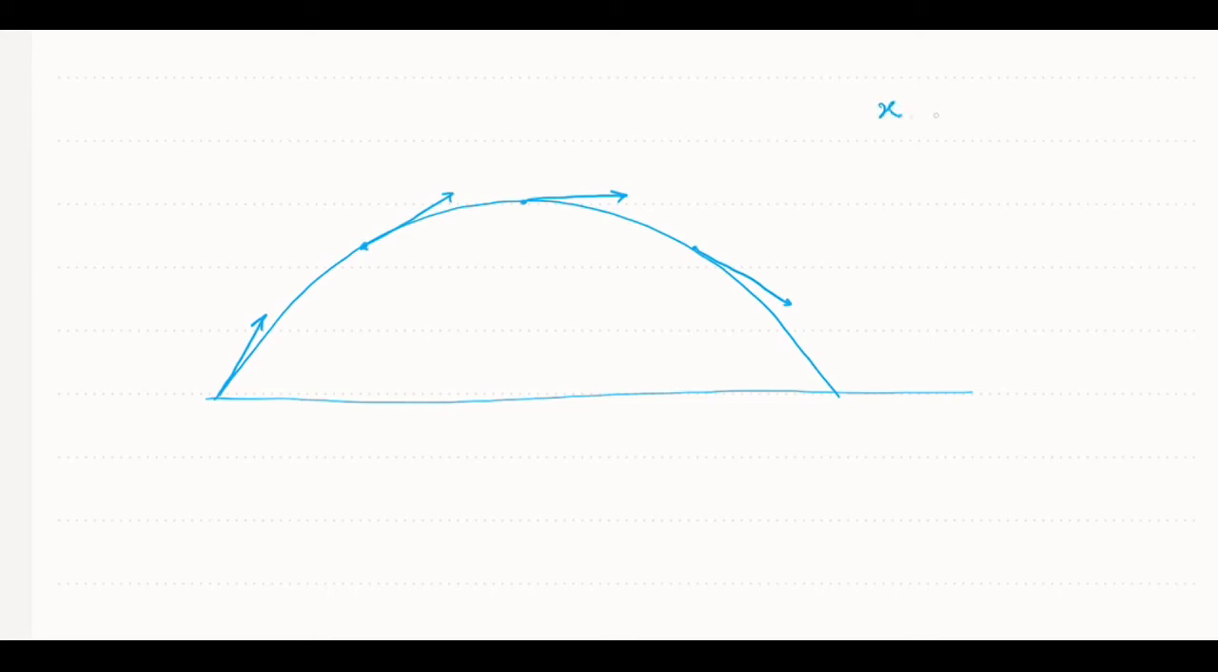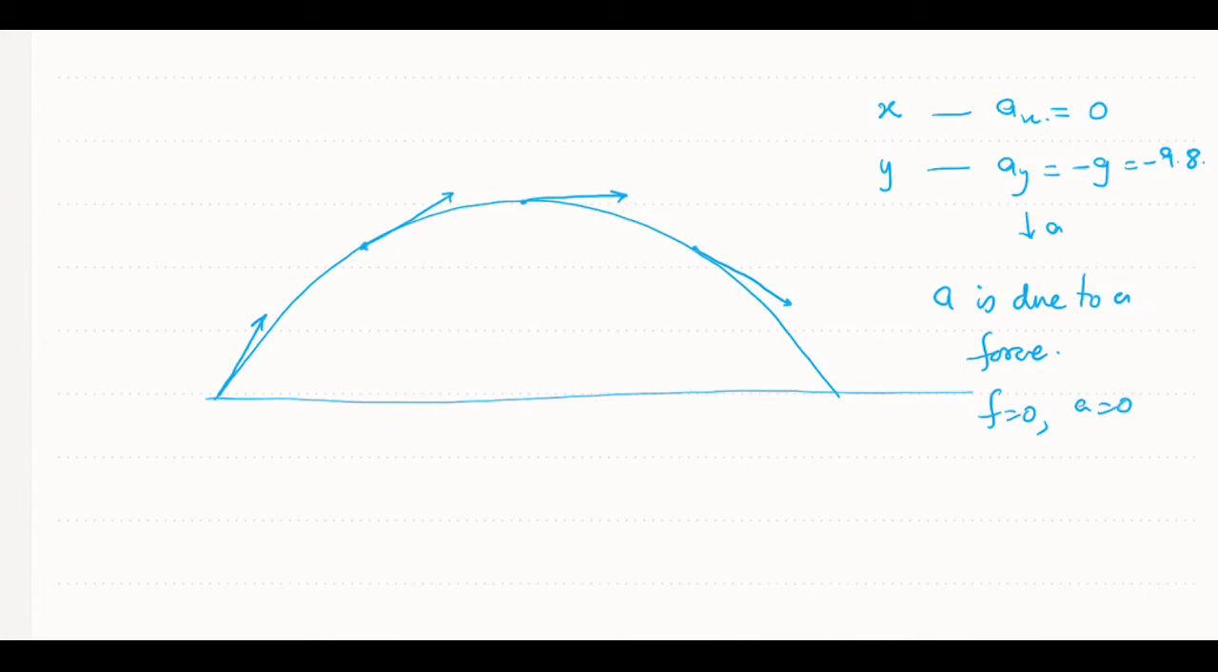So in the x equations we have an ax. In the y equations we have an ay, and ay is minus 9.8. So there is always an acceleration in this direction, and ax for a projectile is 0. Now the reason why it's 0 is because the acceleration is due to a force. If the force is 0, the acceleration is 0.